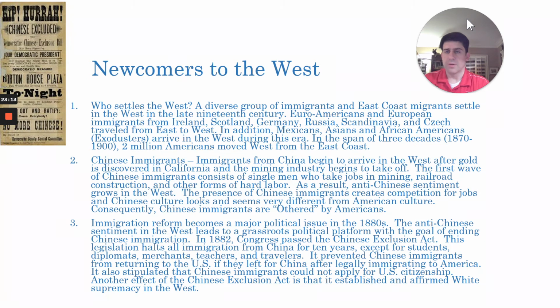the Chinese immigrants. Immigrants from China began to arrive in the West after the initial gold rush in California in 1849, 1850, and as a result, the mining industry really begins to take off. The first wave of Chinese immigrants comes over. It's primarily single men. They would later send for their families in the second wave of immigration, and they would take jobs in mining, railroad construction, and other forms of hard labor.